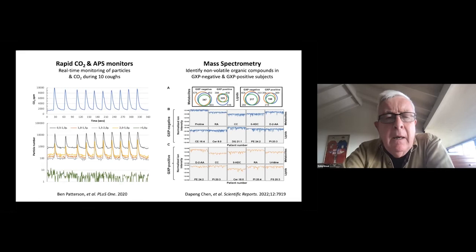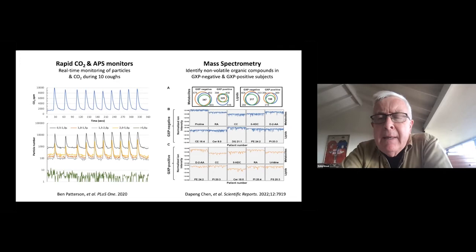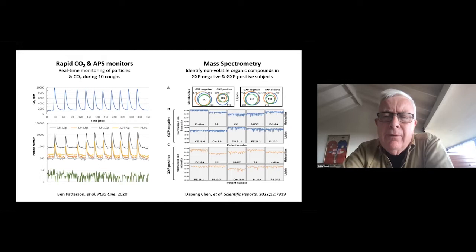That data was published a couple of years ago. On the right-hand panel, which is something a little bit hotter off the press, it's just been reported in Scientific Reports, and this is the work of Darpeng Chen. He showed here a panel of metabolites and lipids which were increased in patients, in well patients that didn't have TB, and in the lower panels in orange in patients with TB. By combining these data together, you can get quite high predictive values, ROC curves with areas under the curve of about 95%.